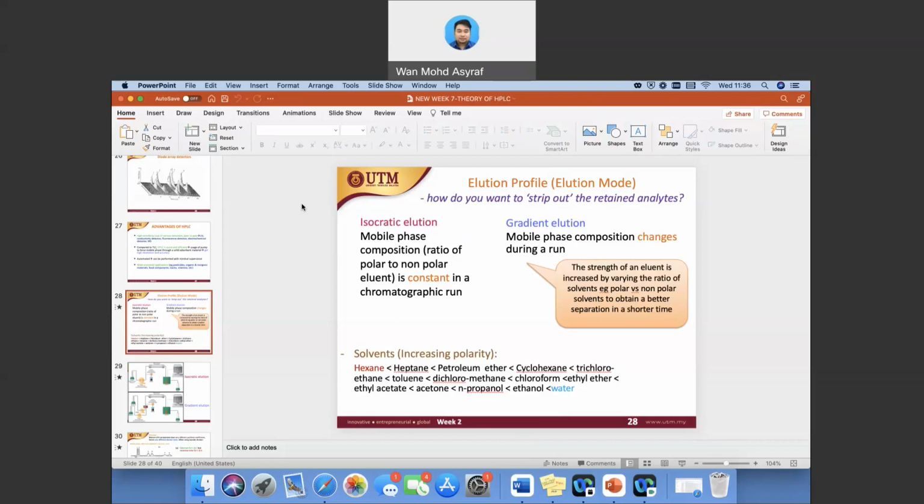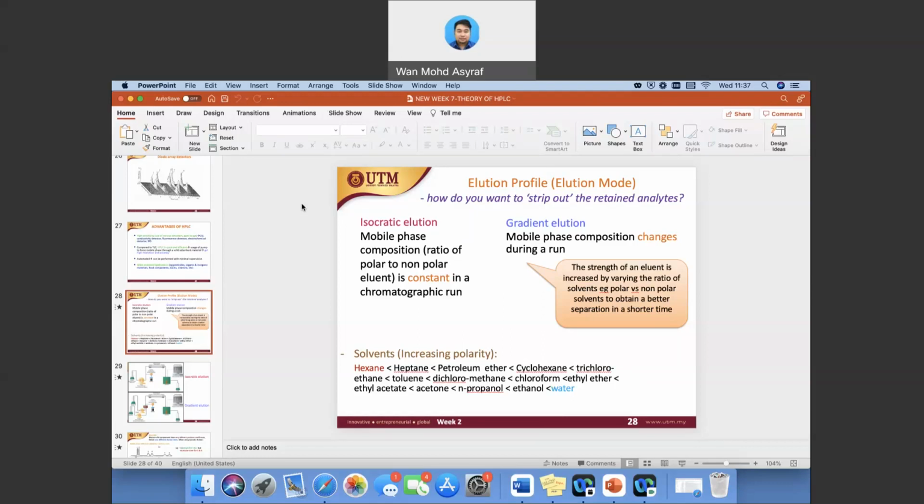So what are the functions of isocratic and gradient elution? Isocratic is mainly for you to be able to see the separation first. For example, you have three compounds, three analytes to be separated. So you do isocratic first. You set it, for example, 50-50, 50% A and 50% B. Then you do your separation and you see that A and B are not well separated, but B and C are well separated.